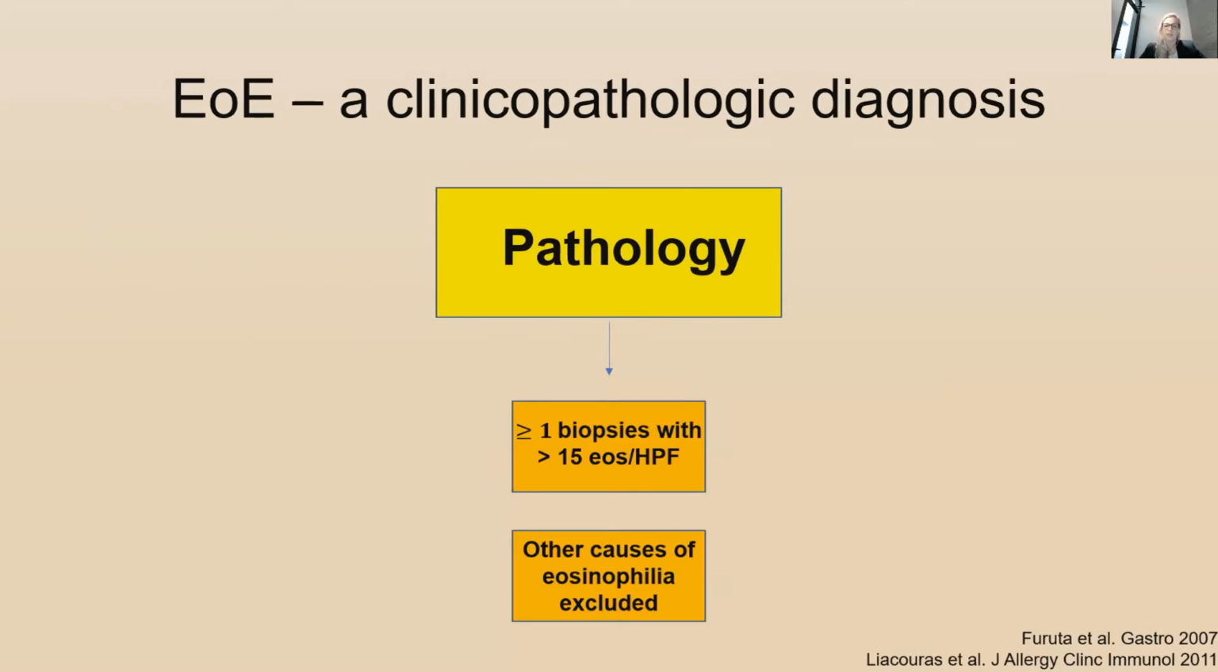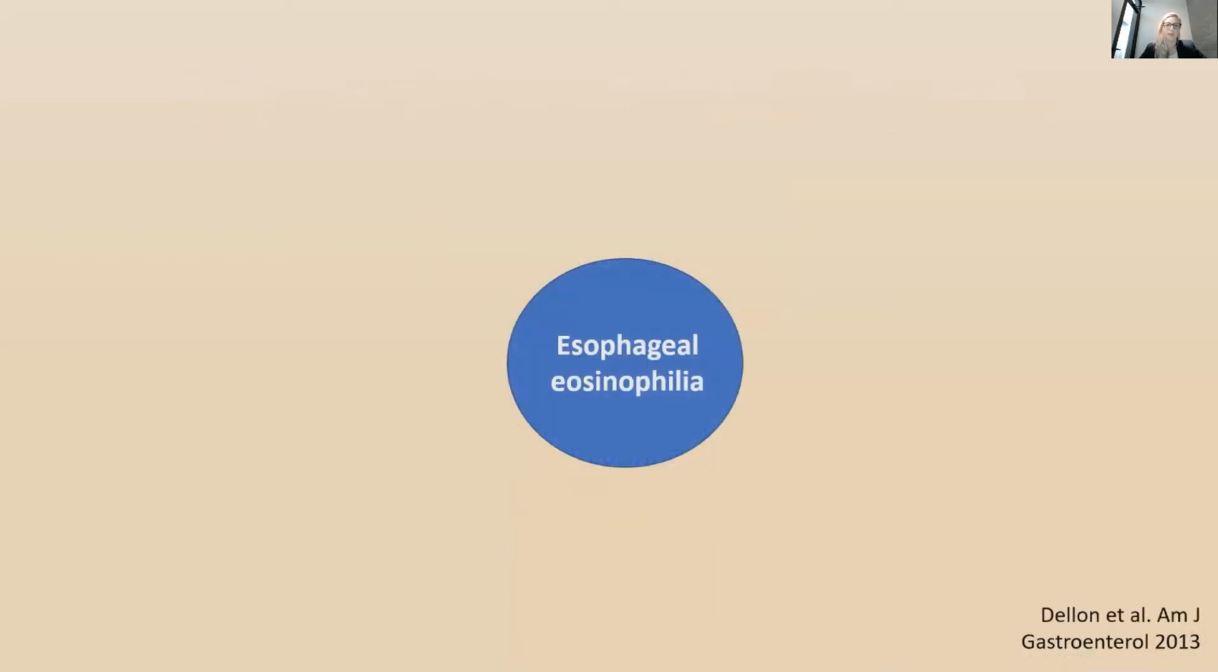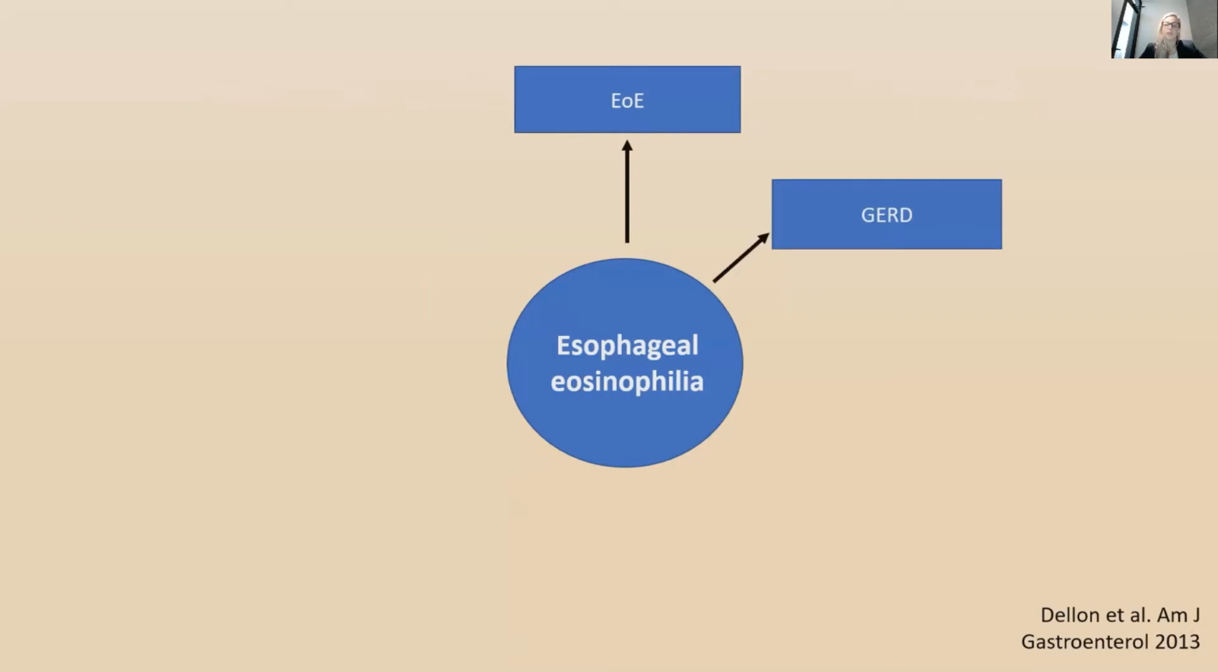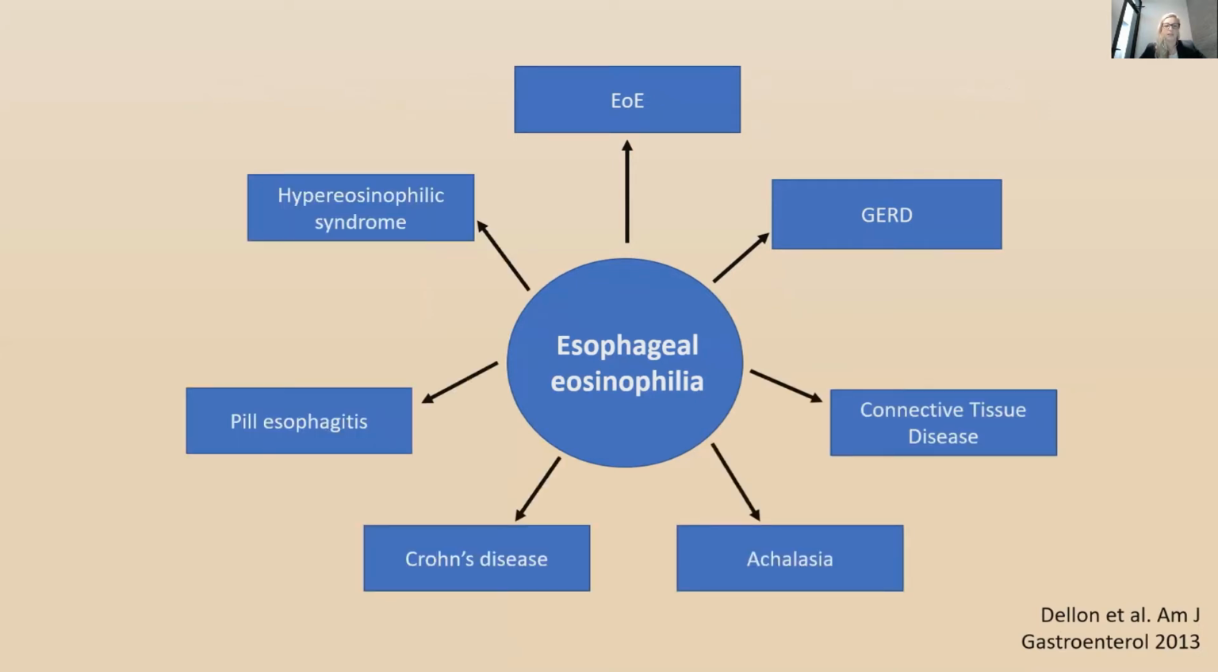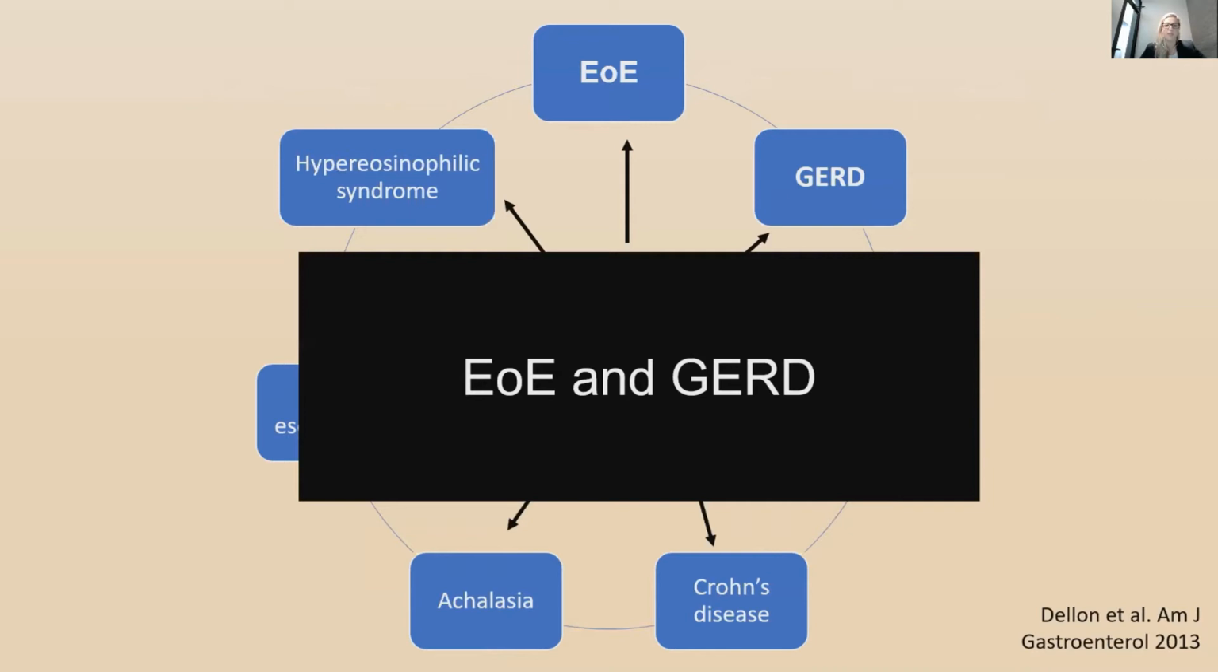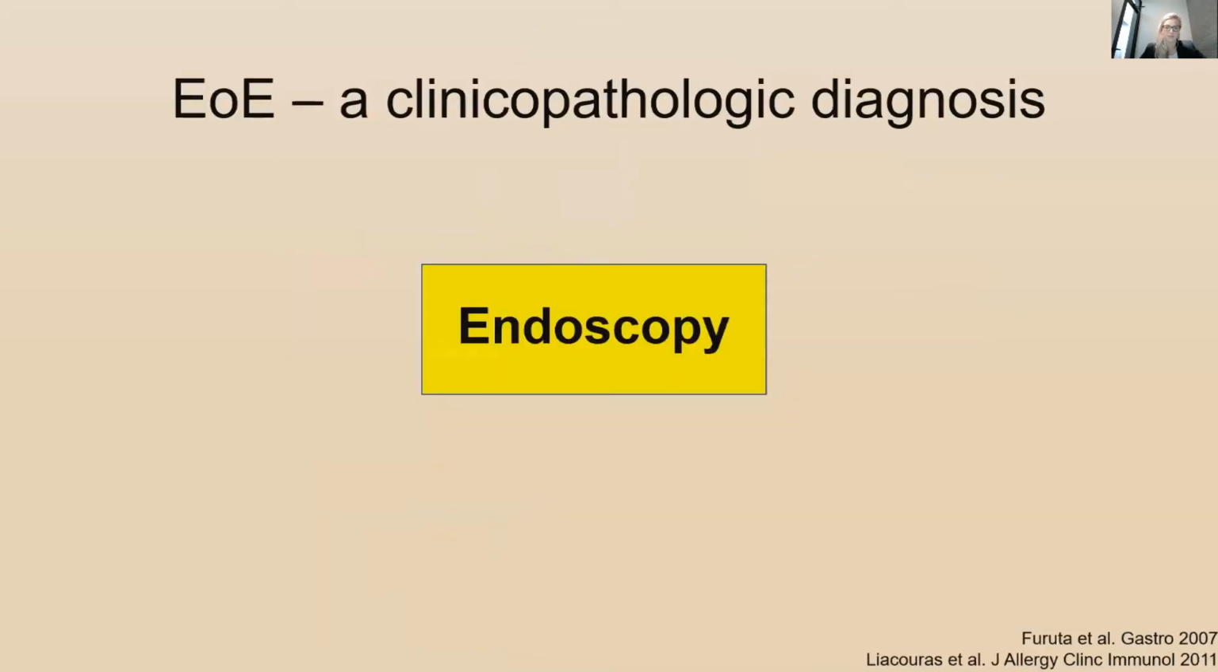And then the pathology. So one or more biopsies typically have greater than 15 eosinophils per high power field. But we have to remember to exclude other causes of eosinophilia and also ensure that the eosinophilia is limited to the esophagus alone. So while EOE and GERD are the most common causes of esophageal eosinophilia, we always have to think about connective tissue disease, achalasia, Crohn's disease, and these other entities, hypereosinophilic syndrome. Although, again, EOE and GERD are the most common causes of esophageal eosinophilia.